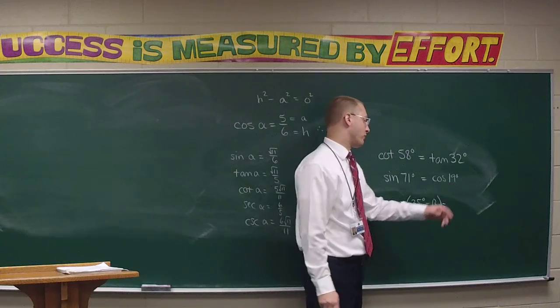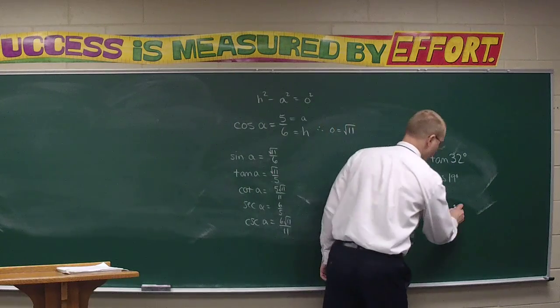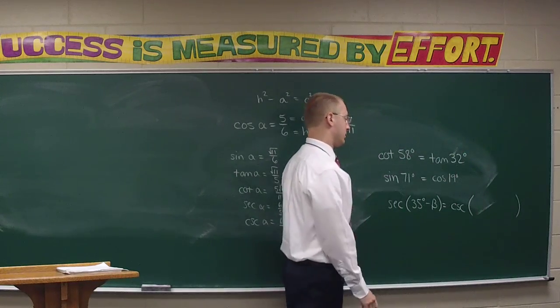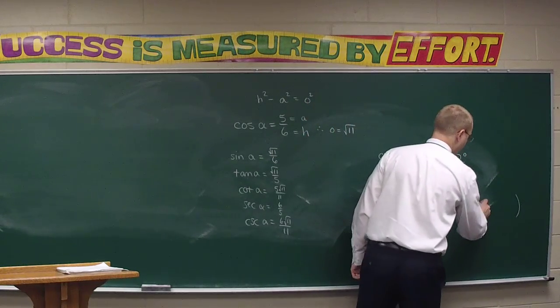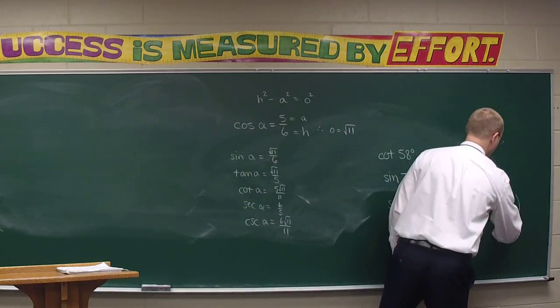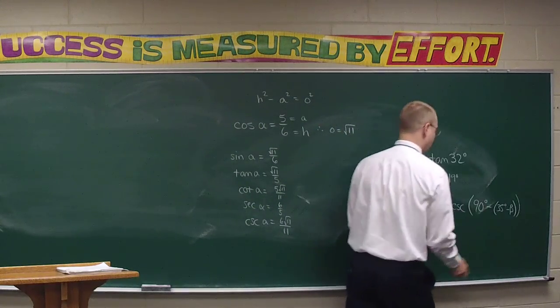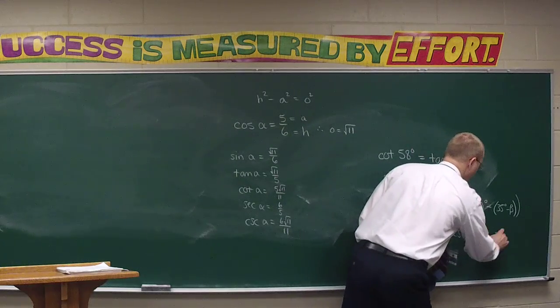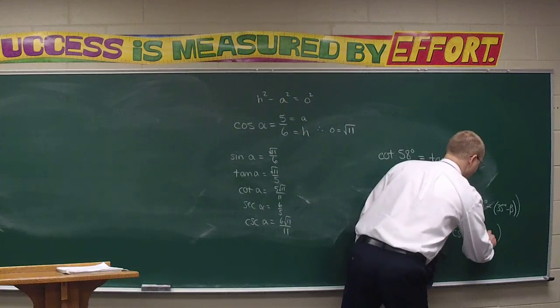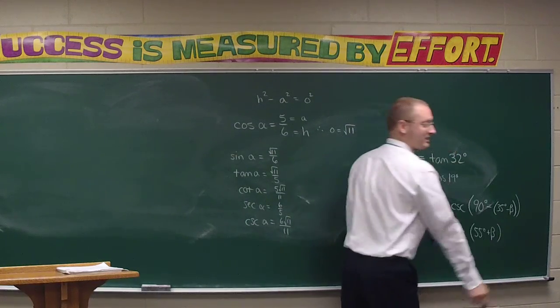First thing we'll do is write the cofunction, class, cosecant, and then in parentheses let's put 90 minus, not 90 minus beta, 90 minus 35 minus beta. And now we can simplify to get the cosecant of 55 degrees plus beta.